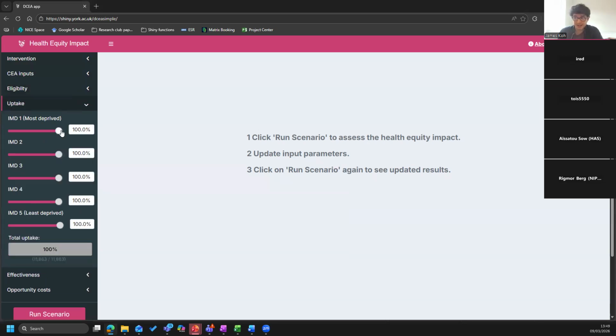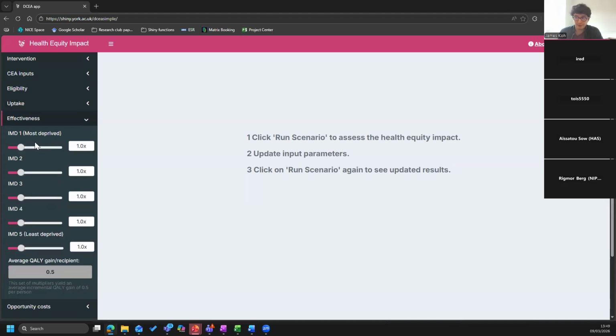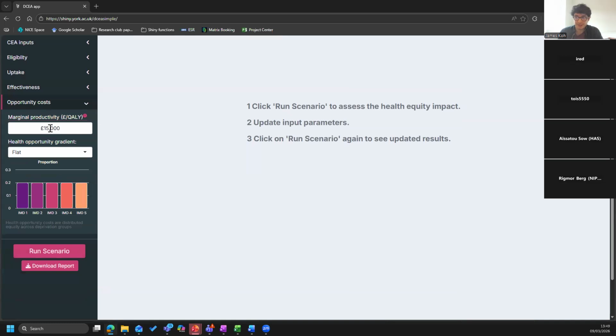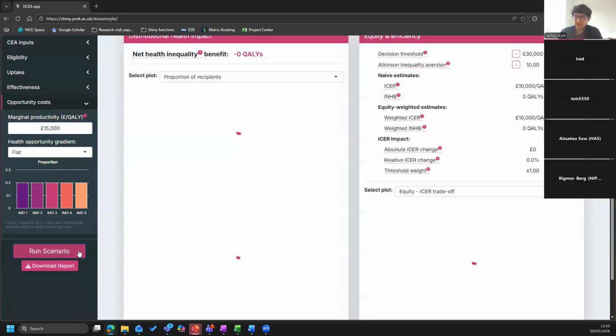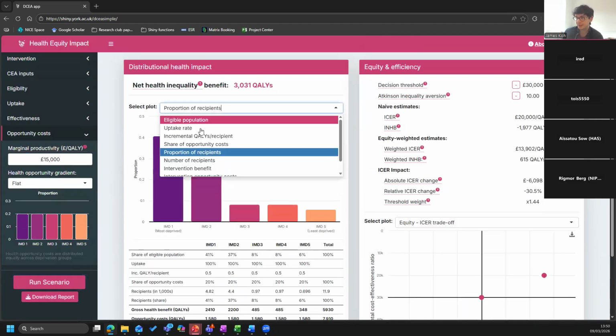You can also model the uptake rates between all the different groups. These are automatically set at 100%, so all of the eligible patients receive the intervention, but that can be adjusted. You can also adjust whether certain groups benefit more than others from the intervention. And lastly, you have the health opportunity cost, which is how costs are converted into health opportunity costs, so how productive your health system is effectively, and the distribution across the groups, in this instance deprivation groups, of where the opportunity costs fall. Then you can simply run the scenario, and it shows you a whole range of plots.